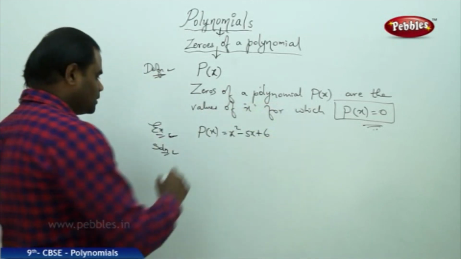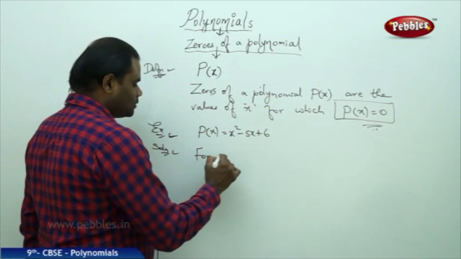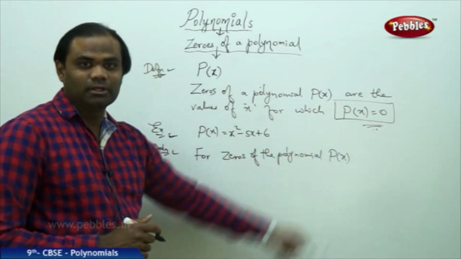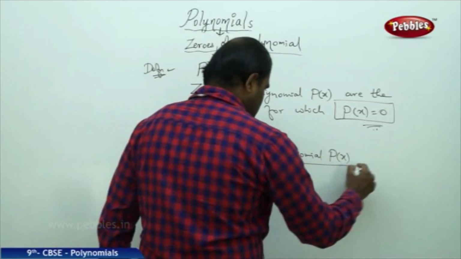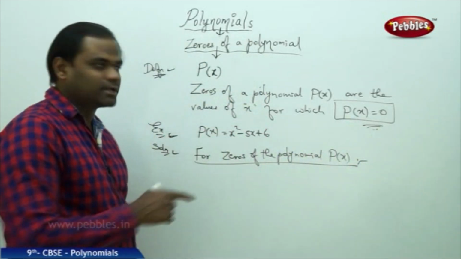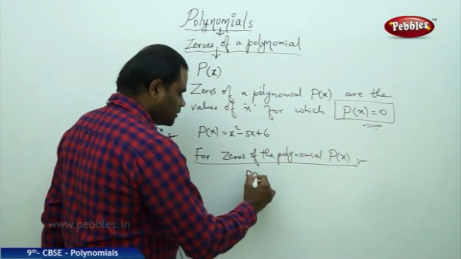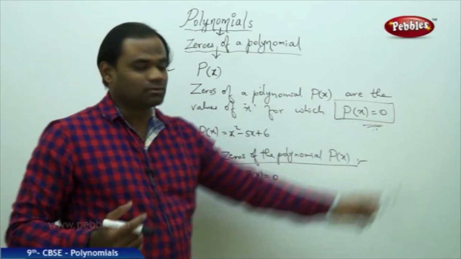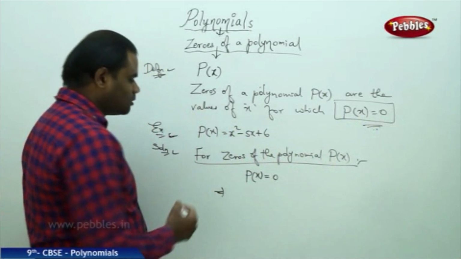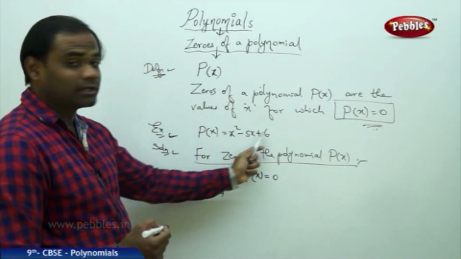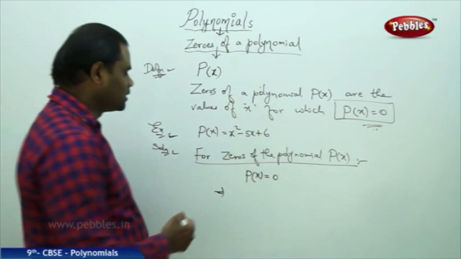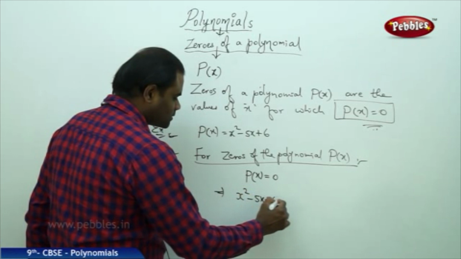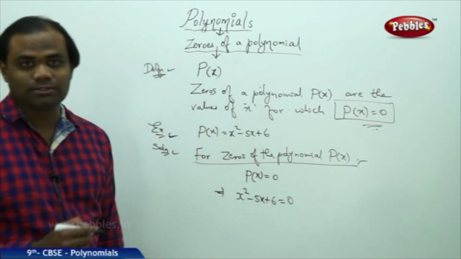The given polynomial: for zeros of the polynomial p of x, the condition says p of x must be 0. So for zeros, the condition is p of x equal to 0. Replacing p of x with the given expression, that is x squared minus 5x plus 6 equals 0.